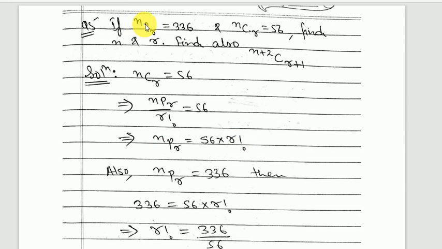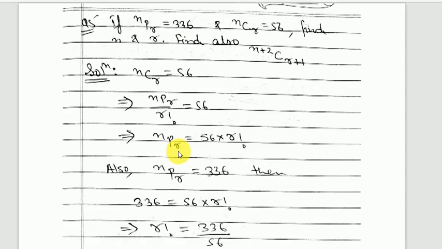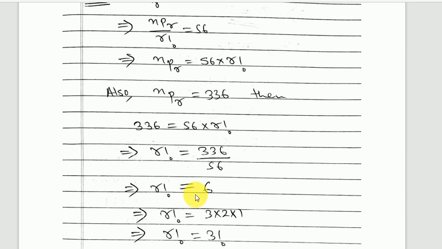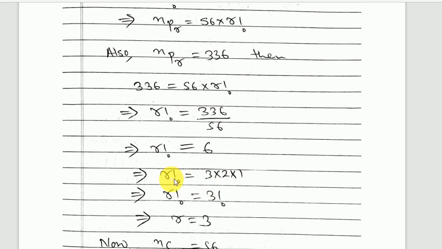But here in the question, NPR is equal to how much? 336. So we can use NPR equal to 336 here. So we get 336 equal to 56 into factorial R. So factorial R will be 336 upon 56. Then we get factorial R equal to 6. Then 6 can be written as 3 into 2 into 1, which is nothing but factorial 3. So R factorial equal to factorial 3. That means R equal to 3.